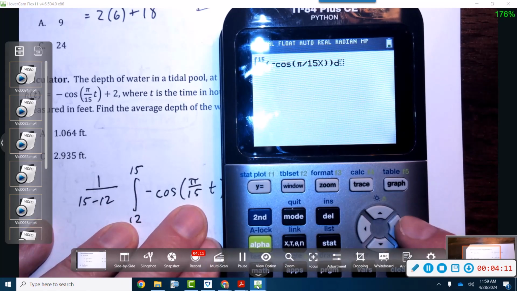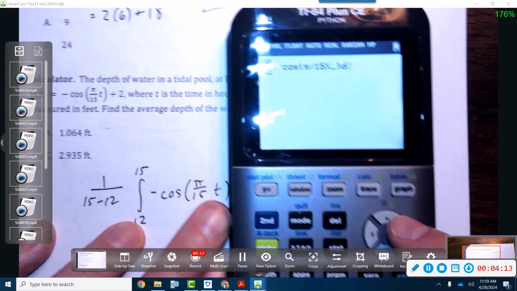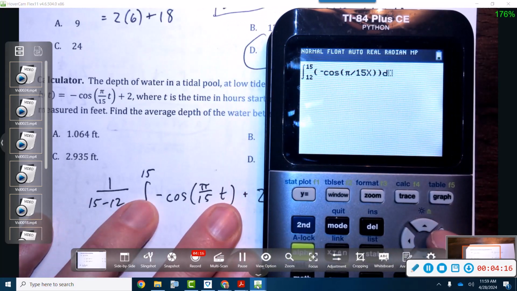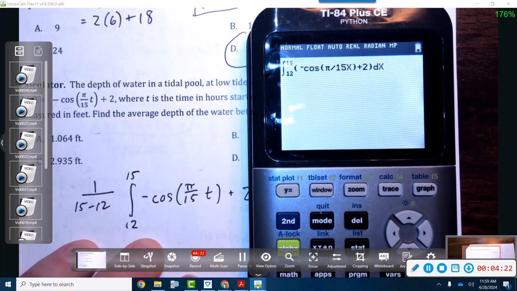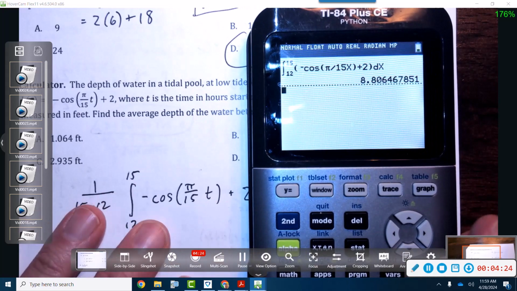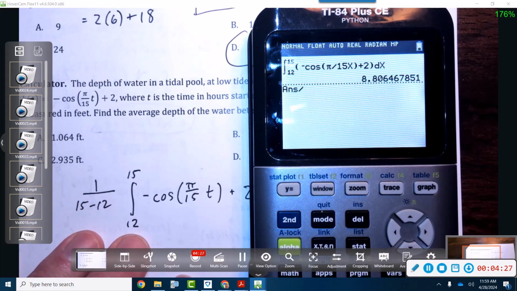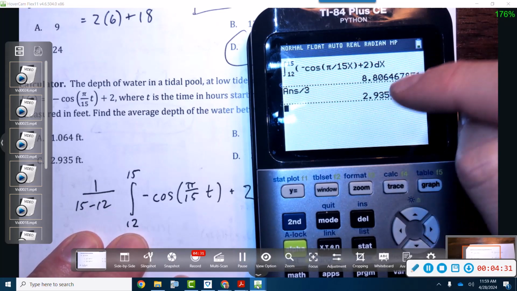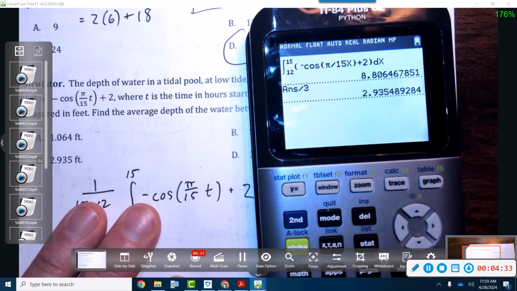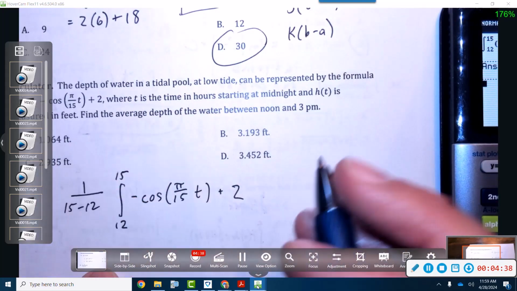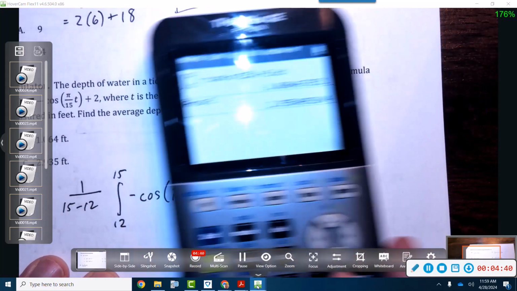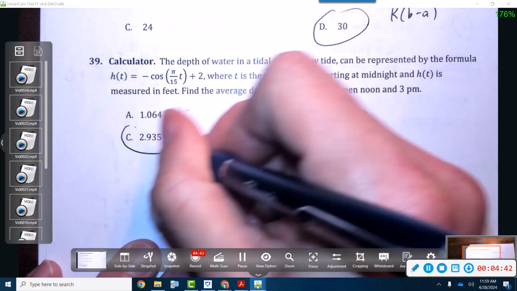T or x, plus 2x. All right. There we go. And then divide by 3. So the average height is going to be 2.935 feet, which is perfect.